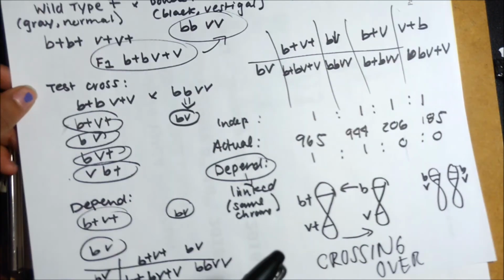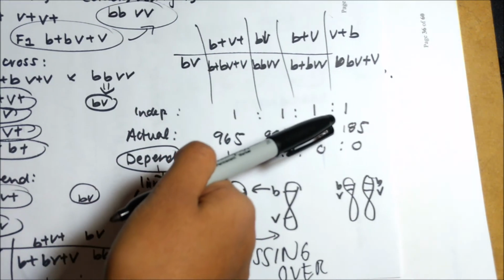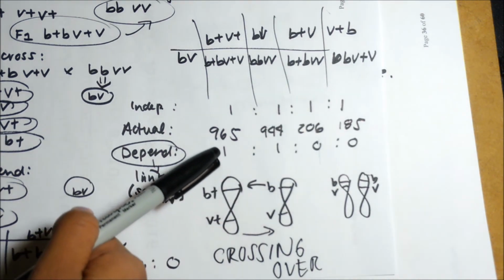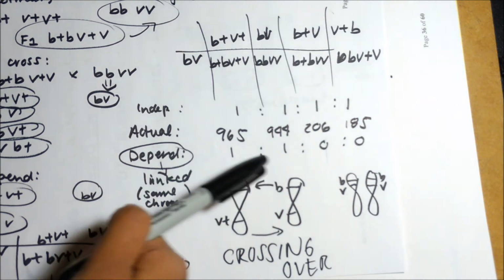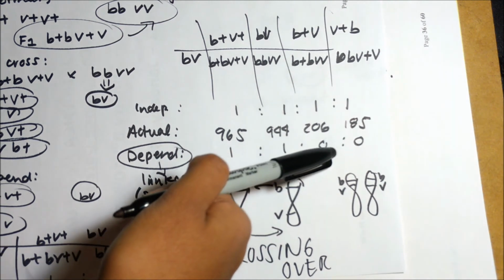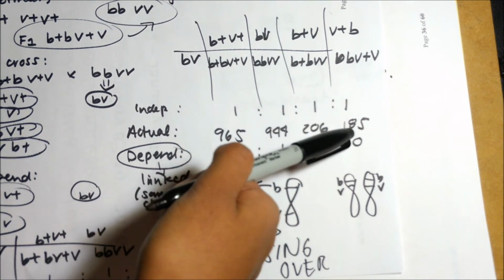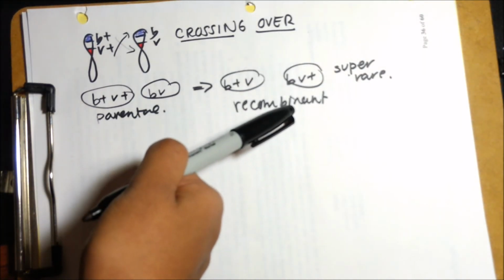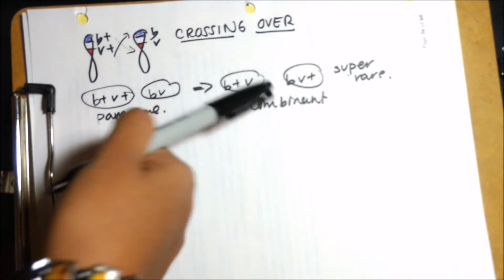And if we go back to our numbers, again, the parental types are very common, and the recombinant types are very rare. So it almost matches the 1-to-1 to 0-to-0, and we can say pretty much matches, which is why they're dependent or linked. And the reason that we have some numbers here instead of zeros, even though they're very tiny, is because they're the recombinant ones, super rare, and happen during crossing over.